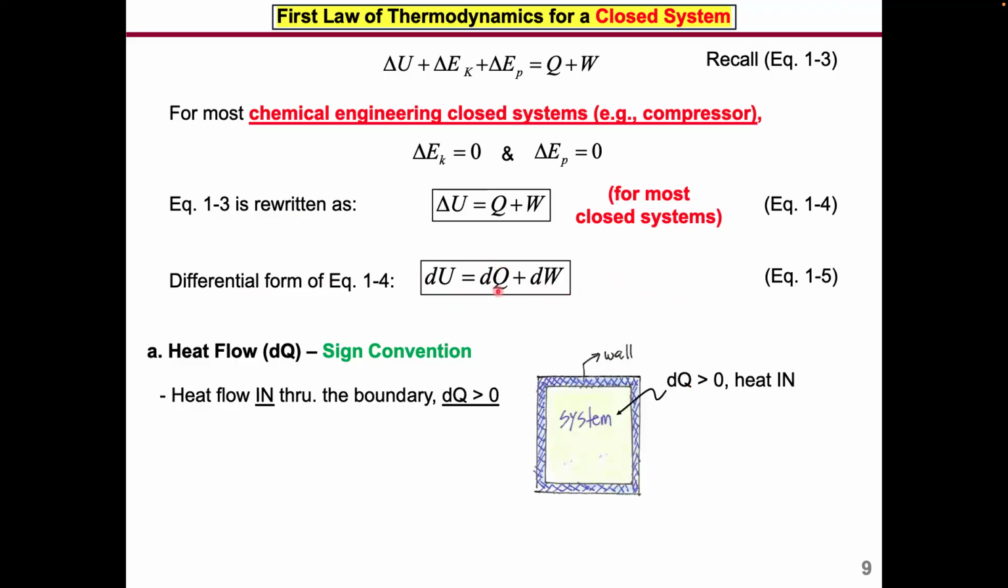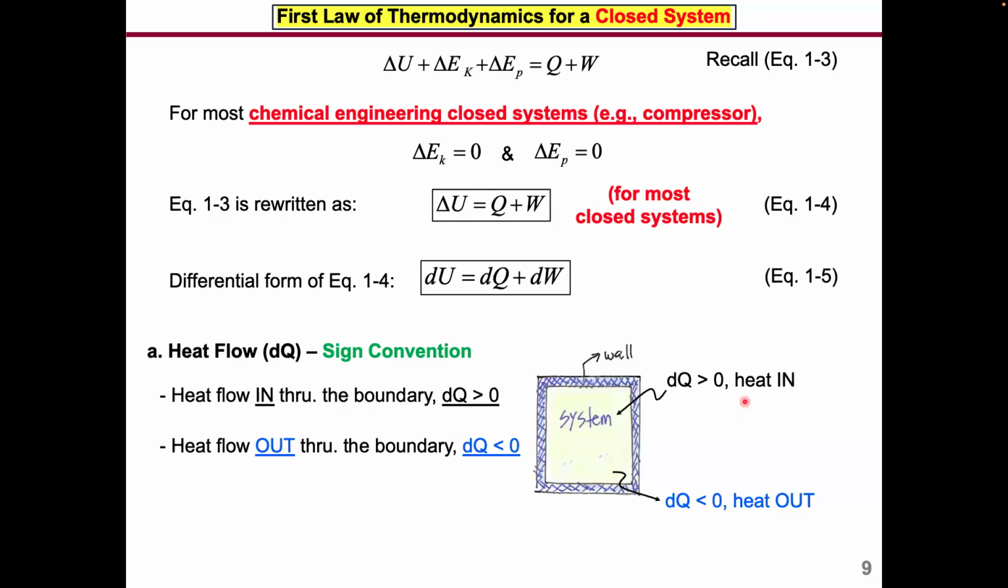When we are talking about the sign of Q or dQ, if we are talking about a system, and we have heat flowing into the system through the boundary, from the surroundings to the system, then we assign dQ greater than 0. On the other hand, if we have heat flowing out through the boundaries, then dQ is less than 0.